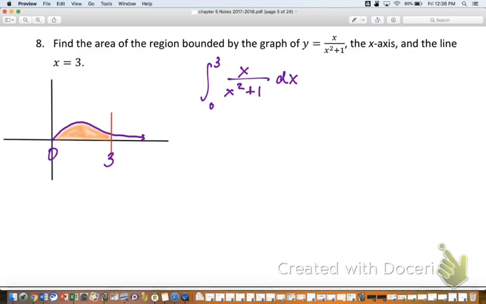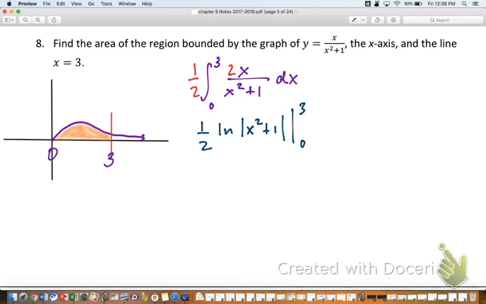Okay, so did Timmy mess this up? What factor is he off by? It's off by a factor of 2. So to do this, again, we can do this completely without a calculator. I've got to multiply the top by 2 and the outside by 1/2. So if I do that, my antiderivative is 1/2 natural log of x squared plus 1, evaluated from 0 to 3.